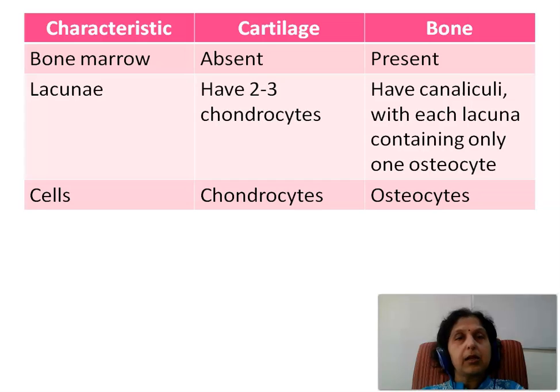The bone marrow is absent in cartilage tissue, while it is present in the bone tissue. Lacunae that are seen in the cartilage have 2 to 3 chondrocytes, while the lacunae that are seen in bone tissue have canaliculi, with each lacuna containing only one osteocyte. The cells that are seen in the cartilage are known as chondrocytes. In bone, we see 4 types of cells, but predominantly we see osteocytes.